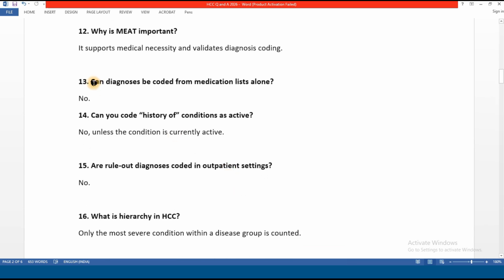Next one, can a diagnosis be coded from the medication list alone? We will not code a diagnosis from the medication list. The physician needs to document the diagnosis or condition also. Can you code history of condition as active? No, unless the condition is currently active. If the patient has a previous history of breast cancer, you need to check the documentation for whether the patient had a mastectomy or not. If the patient had the mastectomy, you can't code it as active, you need to code it as history.